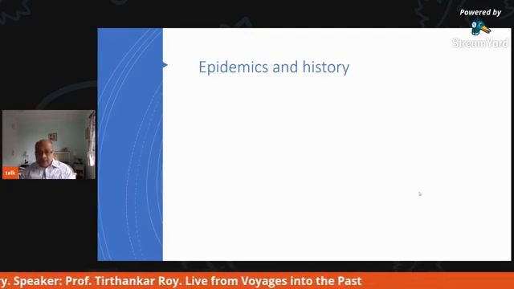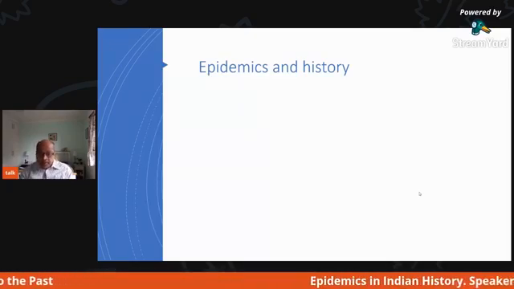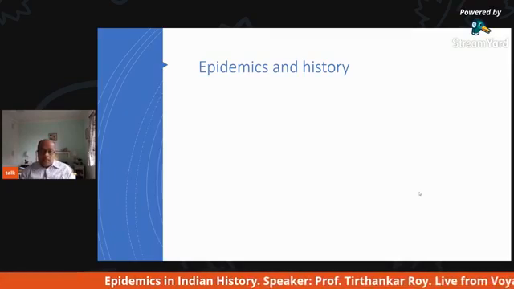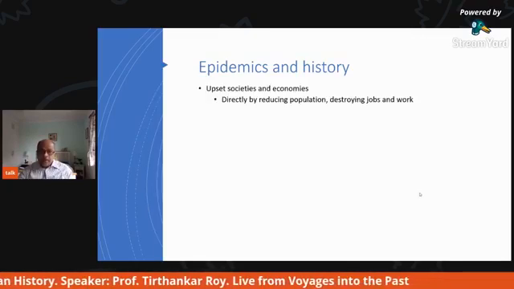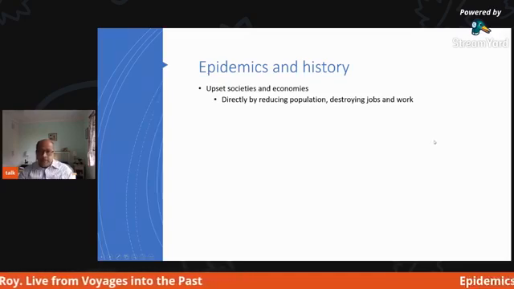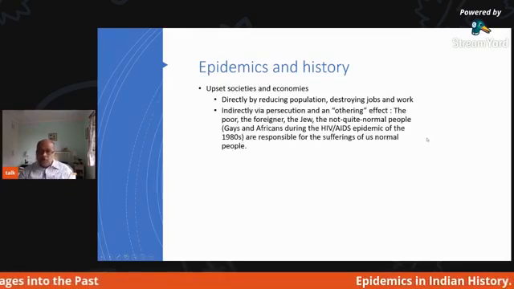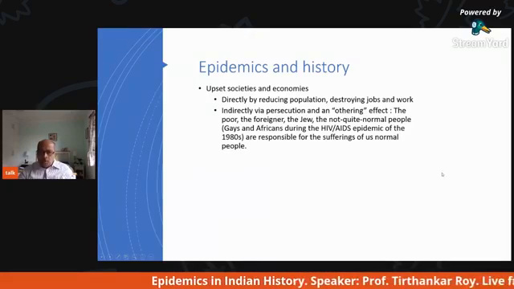The other part of the reason is that people who are affected often do not know the agent, cannot see the enemy, and they react in very odd ways, and that can have serious political and social consequences. It can upset societies, it can upset economies, directly by reducing population, destroying jobs, and indirectly via creating political problems.